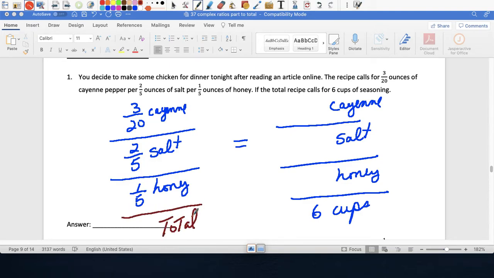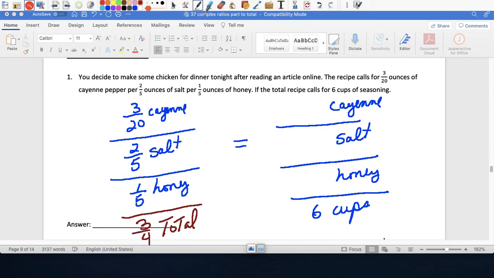So in your calculator, you're going to add 3 over 20 plus 2/5 plus 1/5. And that's going to give you a total of 3/4.